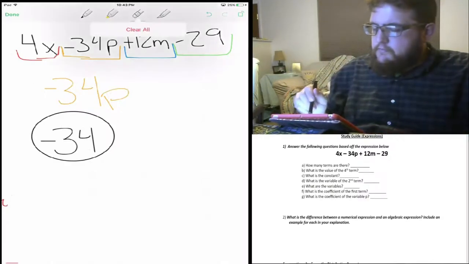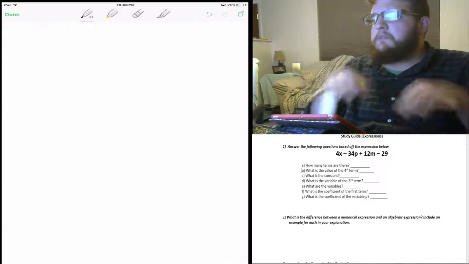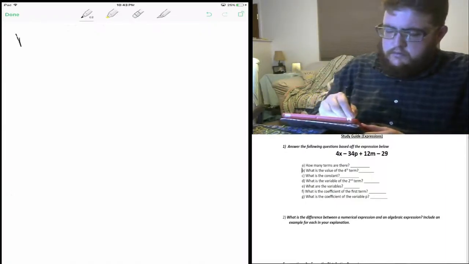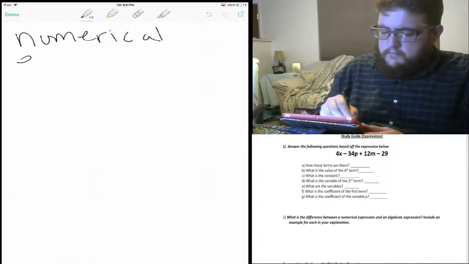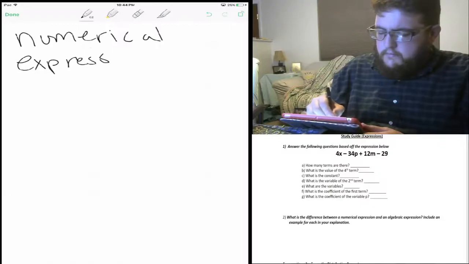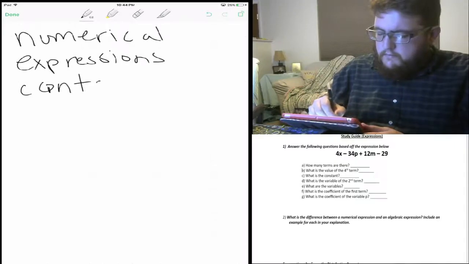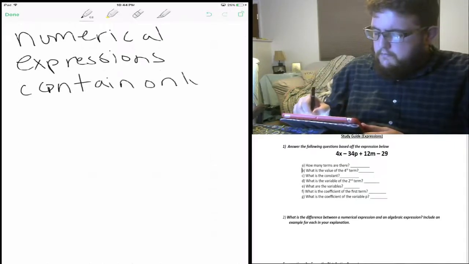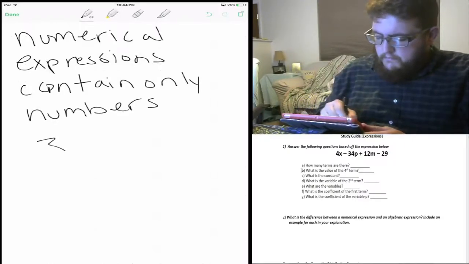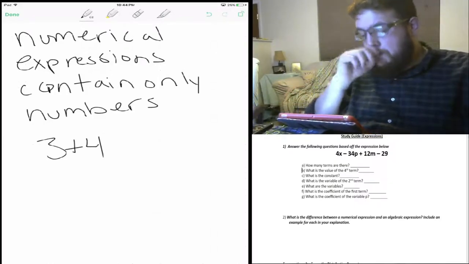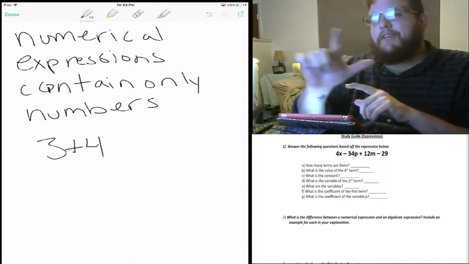So let's move on to number 2. Number 2 says, what is the difference between a numerical expression and an algebraic expression? Include an example for each in your explanation. That should say contains with an S. I did not catch that. My apologies. A numerical expression contains only numbers, and my example is 3 plus 4.